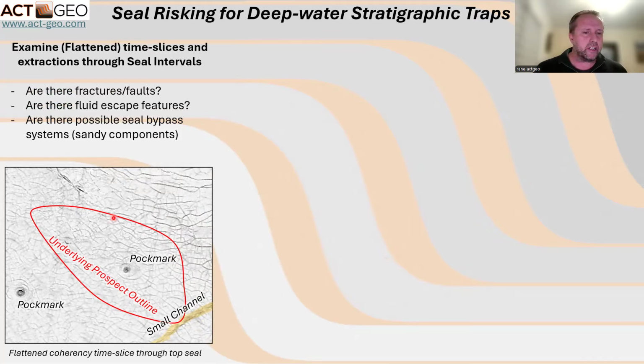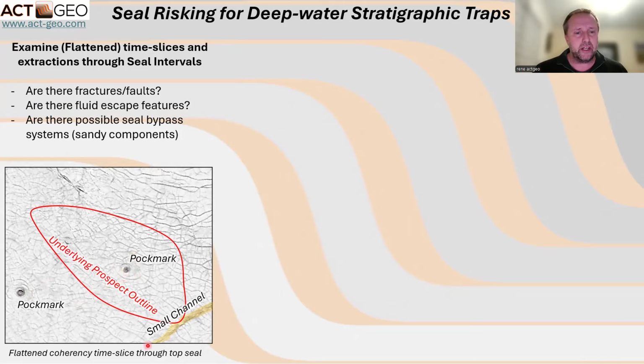So shown here is an extraction on a coherency time slice through a top seal with an underlying reservoir prospect. Right, so the question is, can I see fractures and faults? Yeah, often these shales are polygonally faulted, so that contributes to discontinuities that might not be a risk, but it's something to talk about. Fluid escape features, so in this case, there's pock marks. So again, can I explain those as not being a risk, or is that providing significant risk?